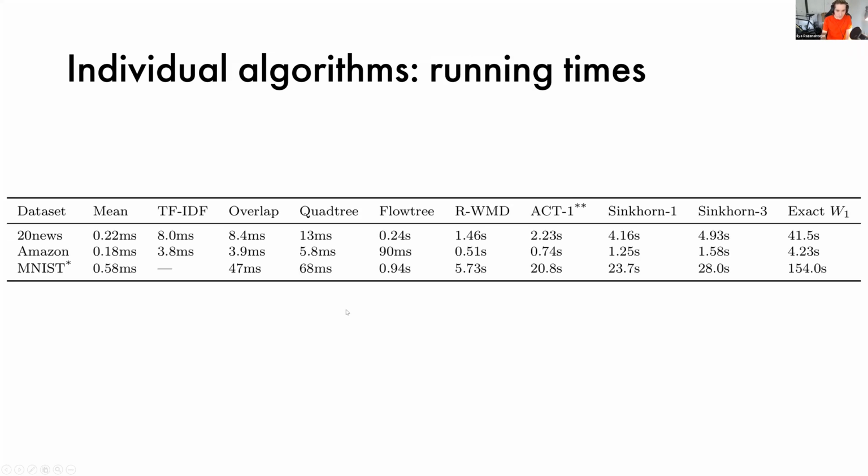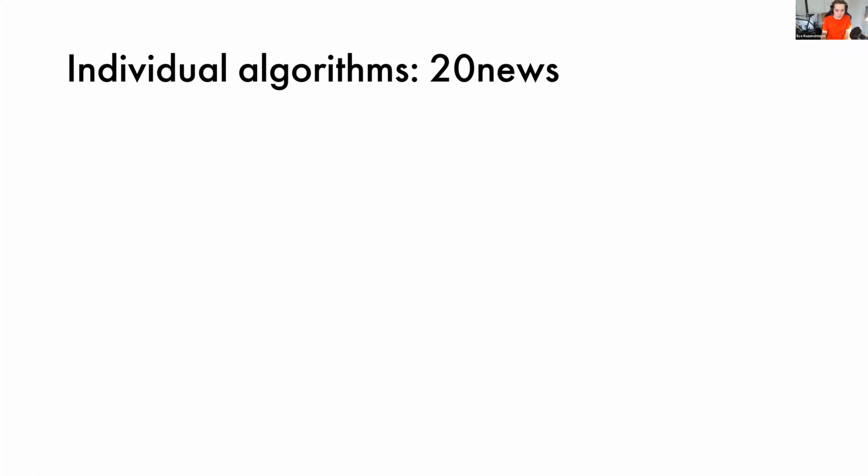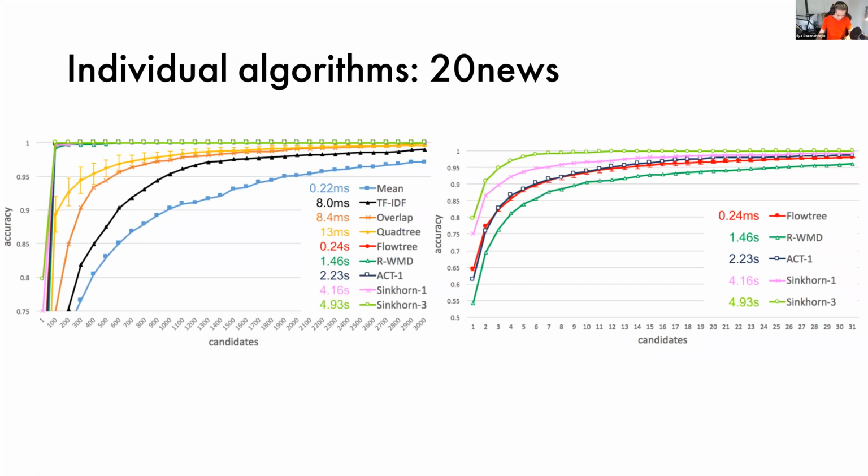So now let's see what's the trade-off between running time and accuracy. Let me explain these plots. Let's start with the left plot. What is the experiment that we are running here? We run a given algorithm, so we compute an estimate of the distance for each data point, for each distribution in the data set. And then we say, with respect to this estimate, I'll take the top k candidates, and for what fraction of queries do these top k candidates contain the exact nearest neighbor?